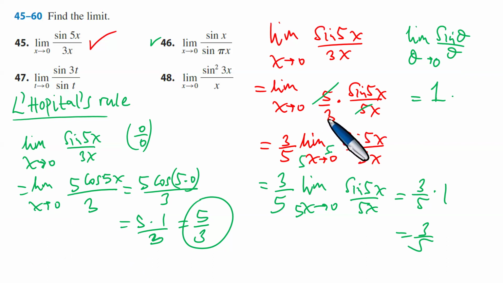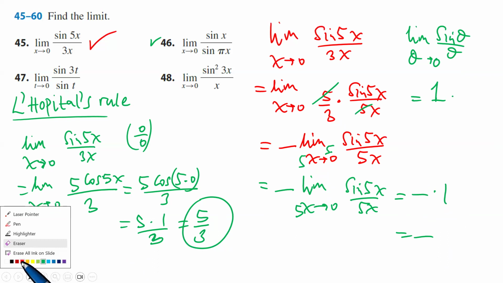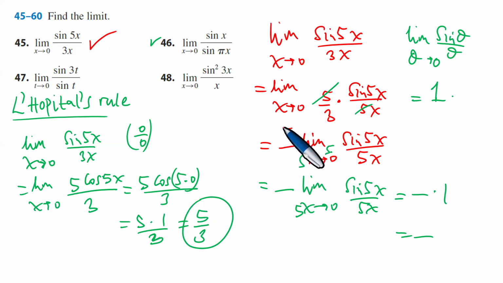So these things were just switched around. This must be 5 and this must be 3. We switched them around. The 5 is on top, and the 3 is at the bottom. So it is 5 out of 3.